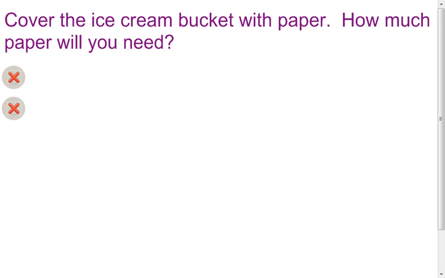One, I would need to know, say, the radius, because I'm going to have a circle on the top and the bottom, or the left and right, however you want to look at this ice cream bucket with the cylinder. And then I'm going to need to know how tall it is, the height of it.